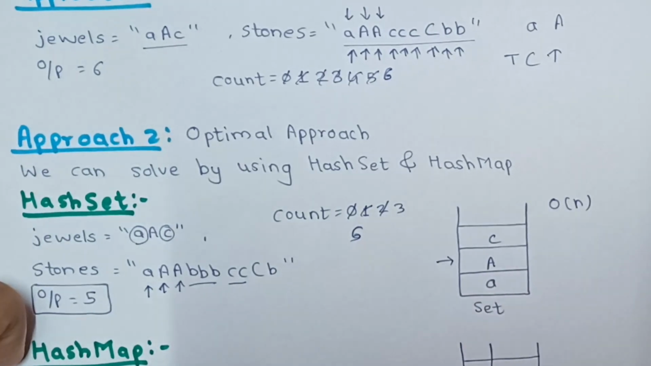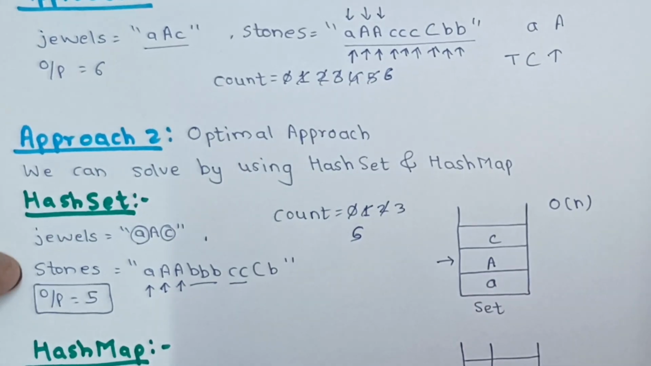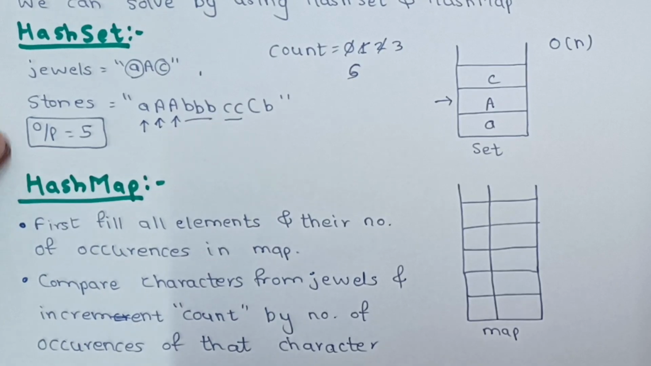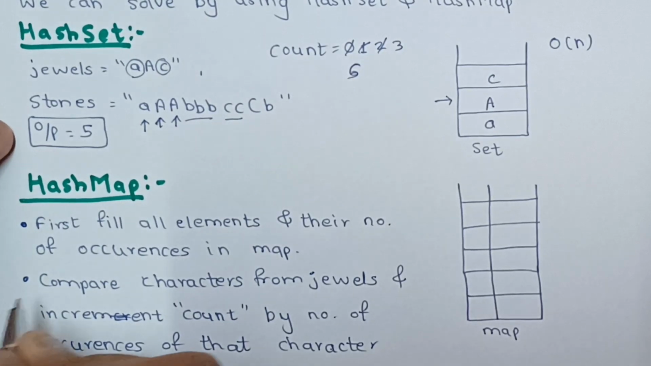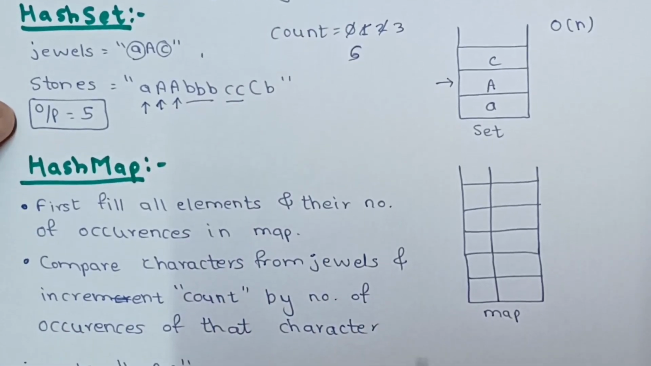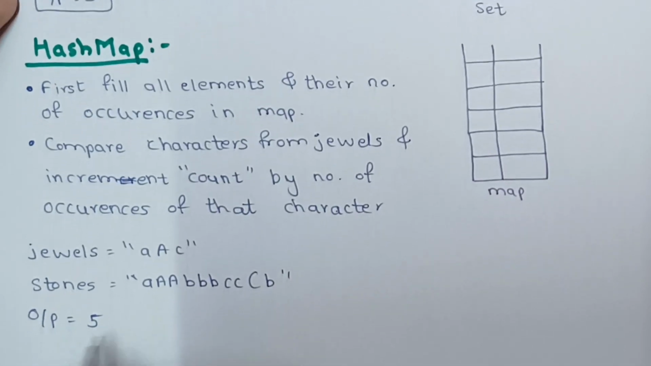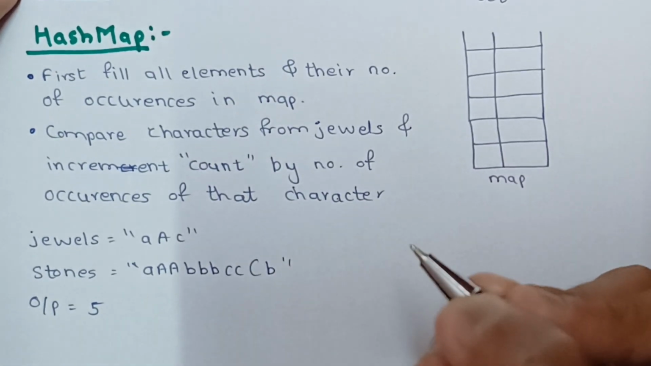So this is a very simple approach, and we can also solve it by using the hash map data structure. What we will do is first fill all the elements and their occurrences in the map from the stones. We have to fill all these elements in the hash map, and we have to increment their occurrences.